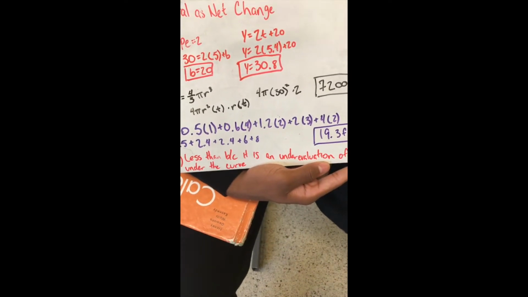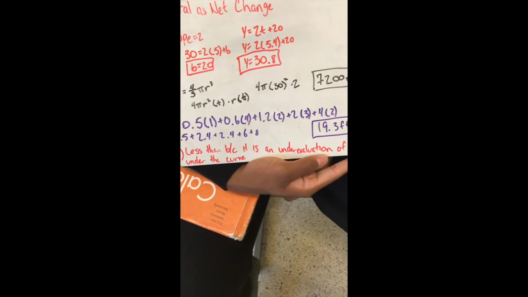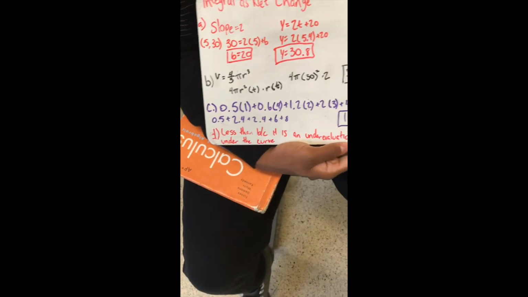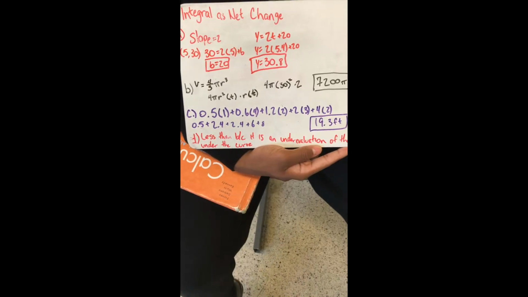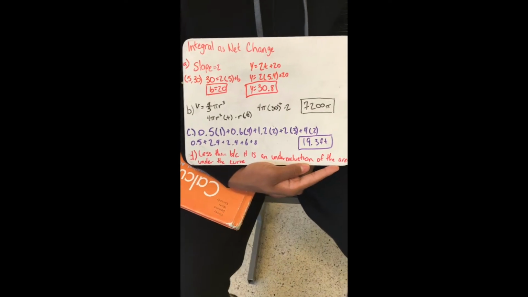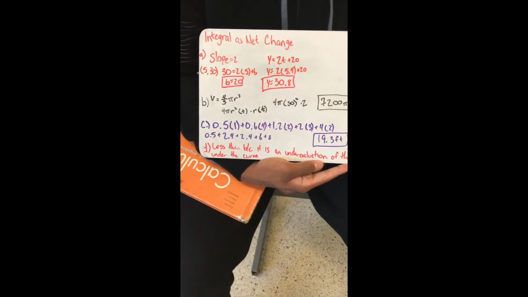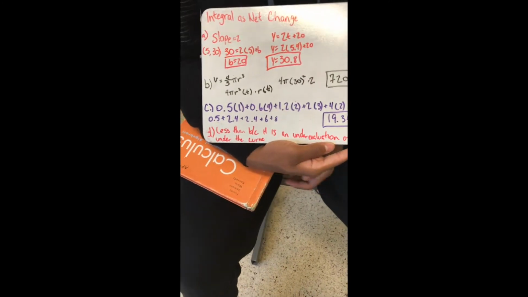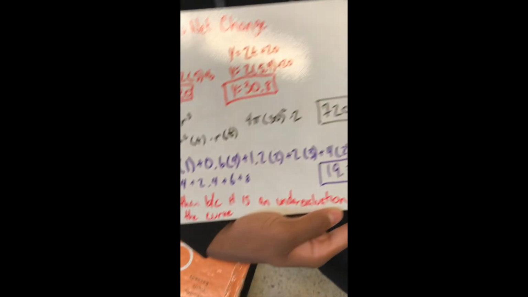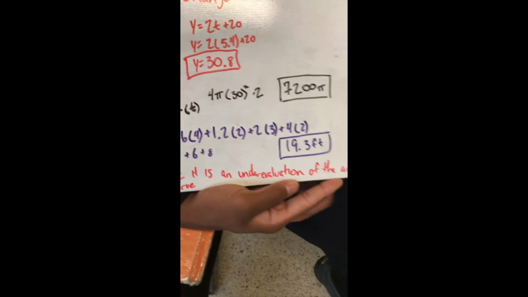Then for C, it says, use the Riemann sum with the 5 subintervals indicated by the data in the table to approximate the integral from 0 to 12 of r'(t) dt. Use correct units, and explain the meaning of the integral from 0 to 12 of r'(t) dt in terms of the radius of the balloon. So here we get the information from our data table, and we plug in however many numbers there are. We got 19.3 feet as the change from the initial position.